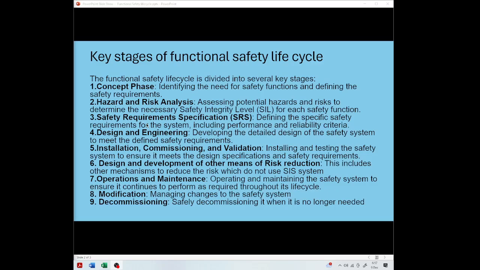Stage 9 is decommissioning. This stage is when we decommission system, and it is used when there is no need for safety system. For example, when we decommission the plant itself.